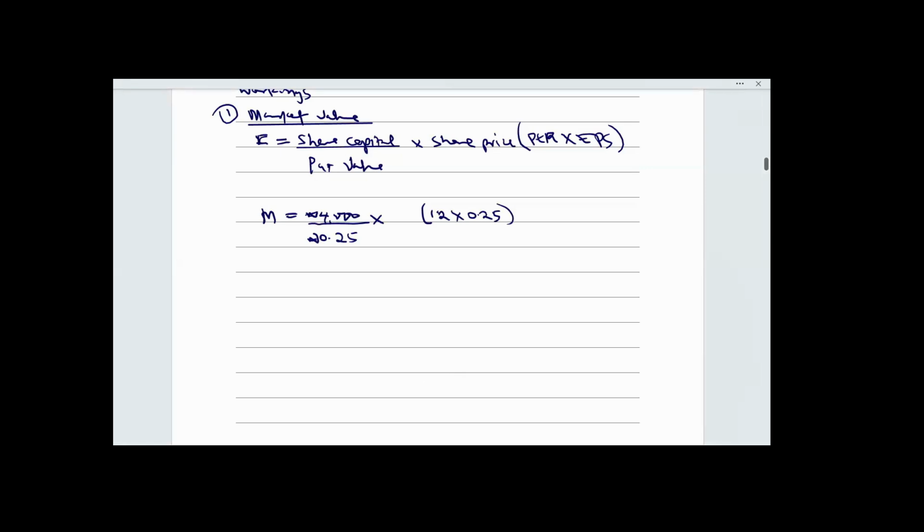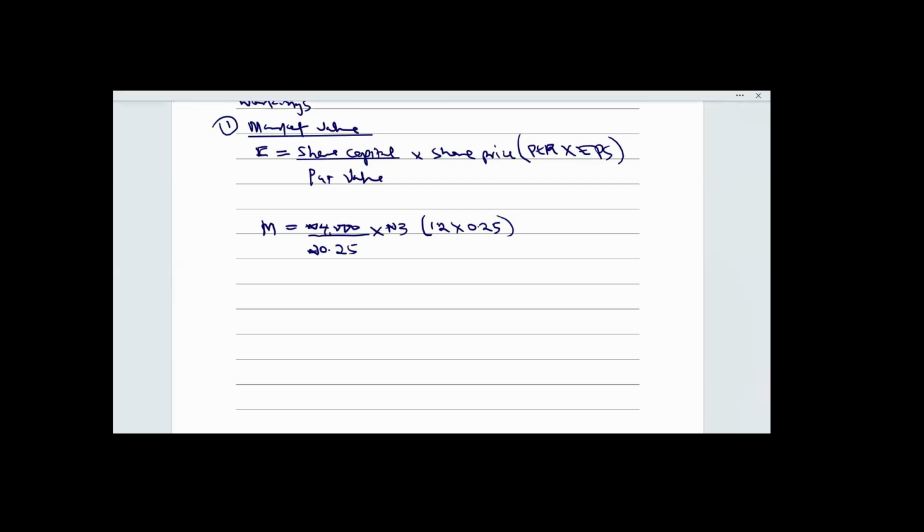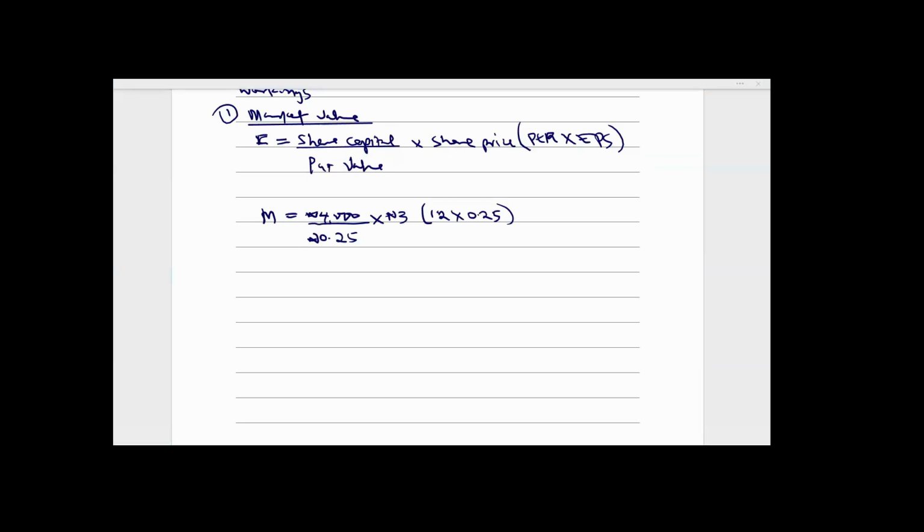12 multiplied by 0.25 equals 3 naira. So 4,000 multiplied by 3 divided by 0.25. 4,000 times 3 is 12,000, divided by 0.25, that's 48,000 naira. Figures in thousand. Here is 48,000. So we are done with Mississippi.